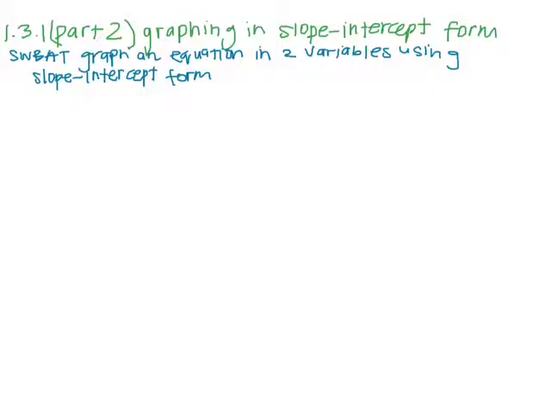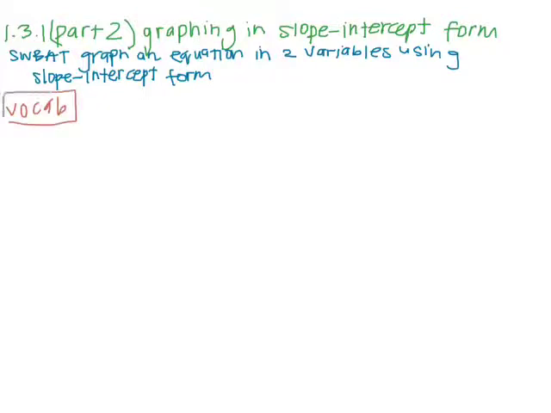Today's lesson is 1.3.1, Part 2, Graphing in Slope-Intercept Form. And our objective is that students will be able to graph an equation in two variables using slope-intercept form. So we have a few vocabulary words that we're going to start out with today.